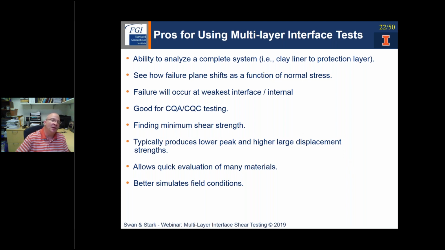And what we generally see in multi-layer is we typically see a little bit lower peak strength, and we typically see a higher large displacement strength. And generally that is due to the fact that we're not generating tension within the lining system. And so we're not seeing a higher peak that could be related to tension in the geosynthetics, and we're not seeing the excessive combing that we see when we have a constrained interface, say, between geocomposite and textured geomembrane. And it does allow for a quick evaluation of materials, and I believe it better simulates the field conditions.